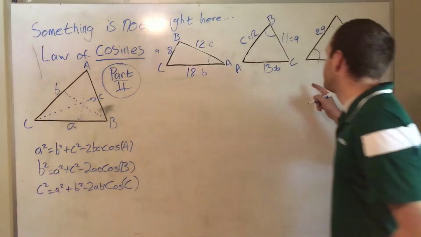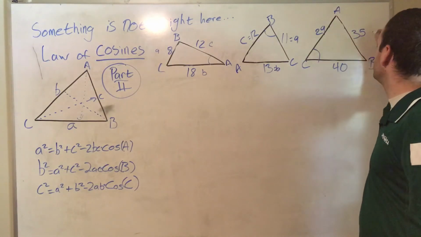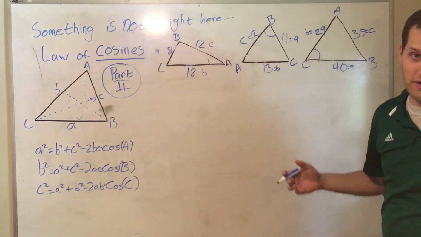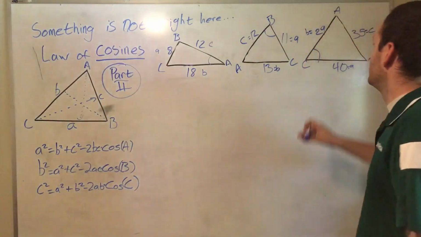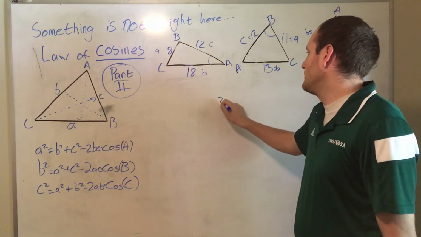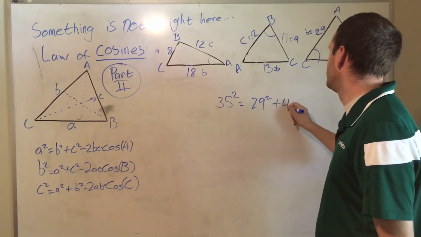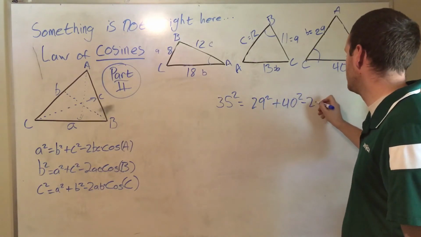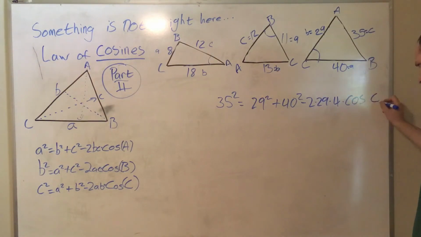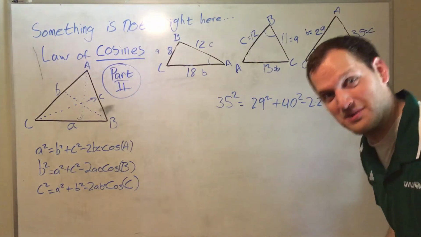So here, I need to start by labeling these. So I'm going to call this one C, A, and B. This is C. This is A. This one's B. Okay, it's all just opposites. Doesn't matter the order. It doesn't. So angle C, I'm going to use this last one right here. So 35 squared equals 29 squared plus 40 squared minus 2 times 29 times 40 times cosine of C. That's a long problem.